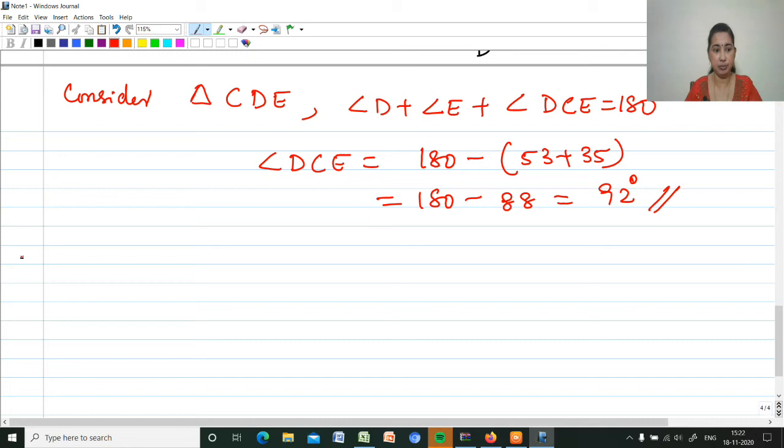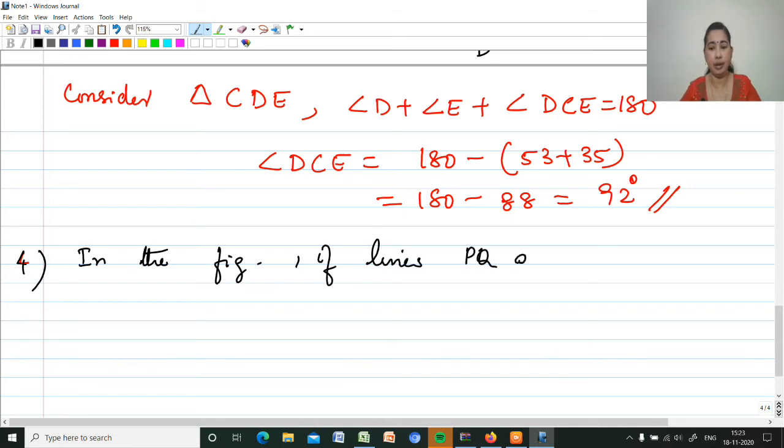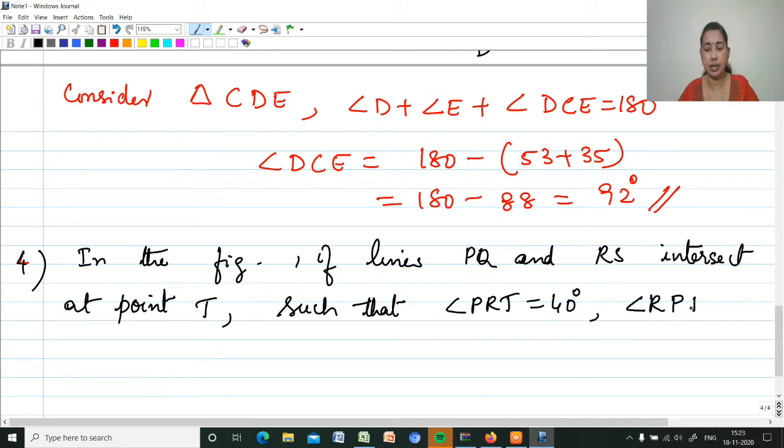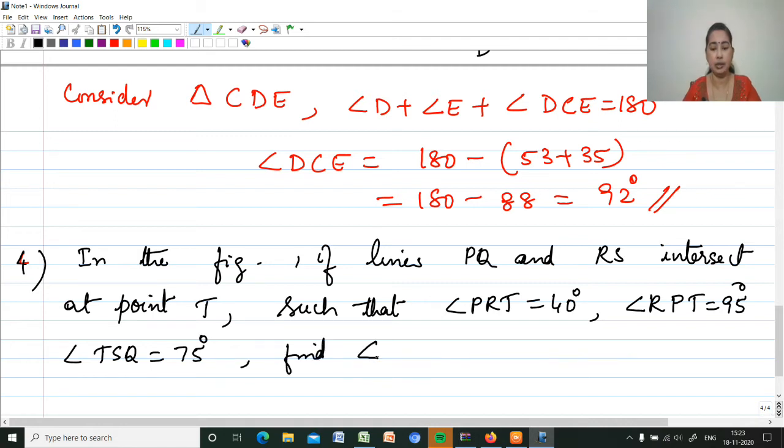Now next one, question number 4. In the figure, if lines PQ and RS intersect at point T such that angle PRT is equal to 40 degrees, angle RPT is equal to 95 degrees, and angle TSQ is equal to 75 degrees. Find angle SQT.